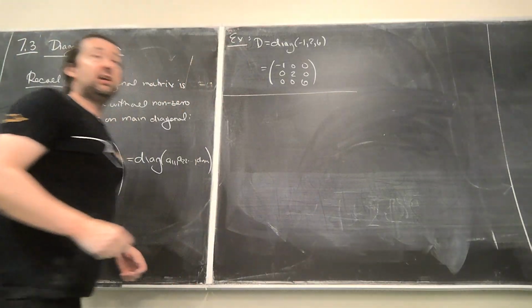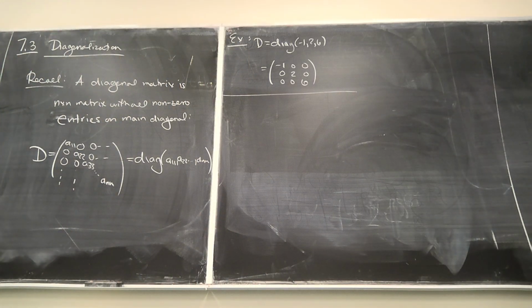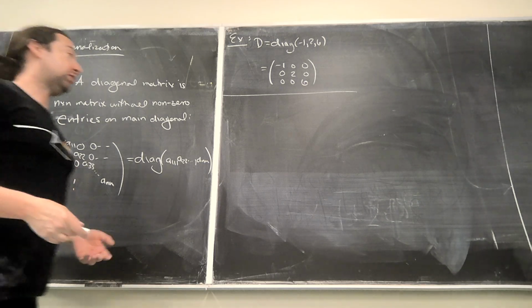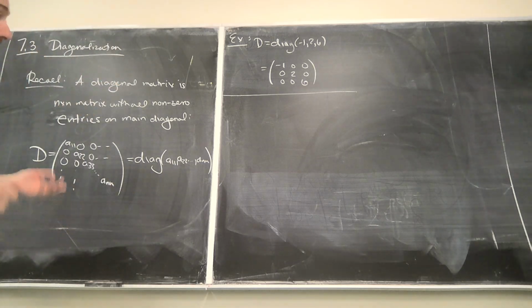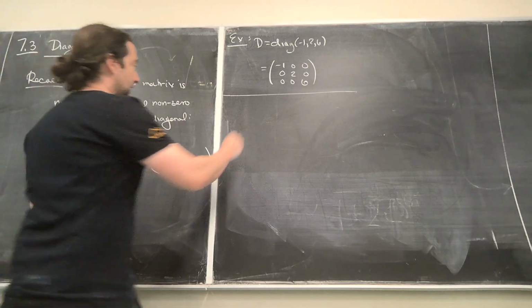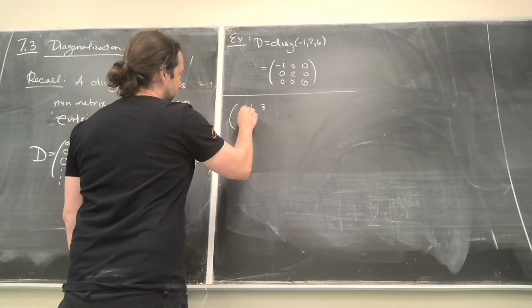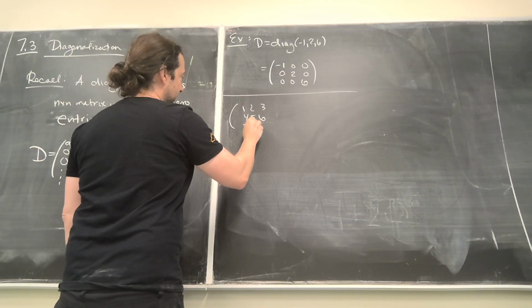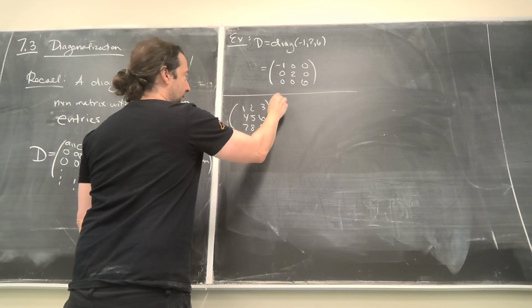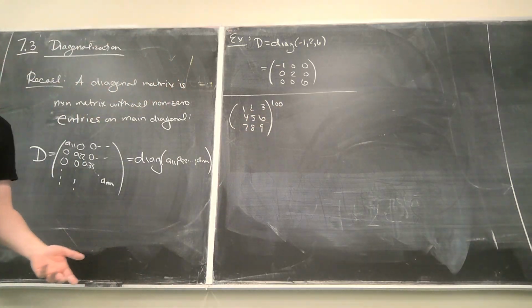Diagonal matrices have a lot of properties that make them really conducive to doing calculations. A problem that shows up frequently in applications is that I might need to take large powers of a matrix. So if I give you a matrix like 1, 2, 3, 4, 5, 6, 7, 8, 9, and I ask you to take the 100th power of that, that's a hard problem.